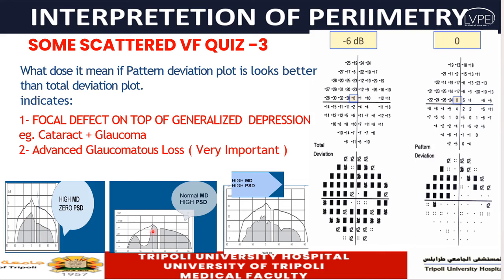In this slide, you can see that the contour is totally irregular, so the pattern standard deviation is high. However, the mean deviation, which represents the height of the hill of vision, is normal. In this example, like our case here, it's a combination of both abnormality in the mean deviation, that is a high mean deviation, and an irregular contour, so an abnormal pattern standard deviation.